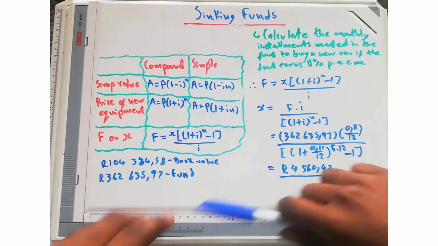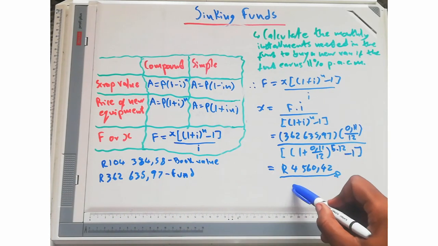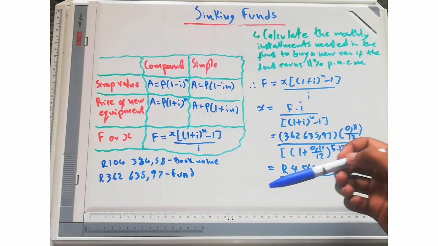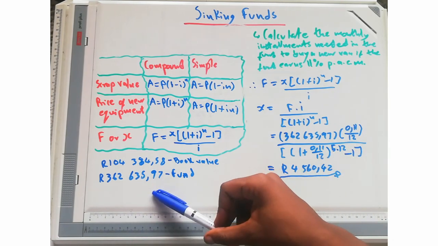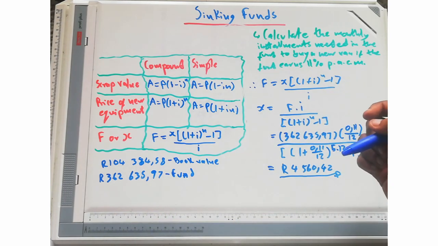So what does this answer mean? This answer simply means that we have to pay 4,560 rands 42 cents every month for 5 years, so that at the end we can be able to have this amount in our fund and be able to afford a new van.